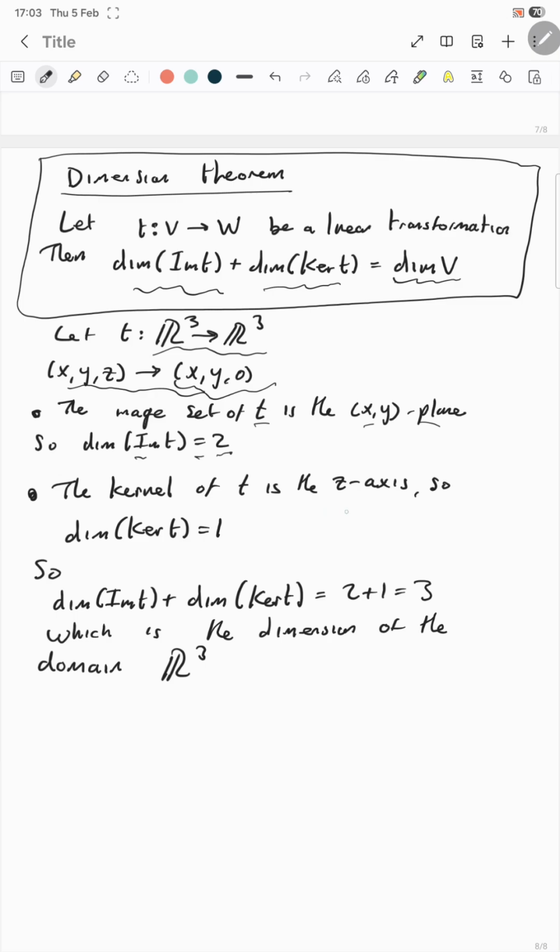Now the kernel of T is the z-axis. So the dimension of the kernel of T is 1. So the dimension of our image of T plus the dimension of our kernel of T equals 2 plus 1 equals 3, which is the dimension of the domain of our space. So that's the dimension theorem.